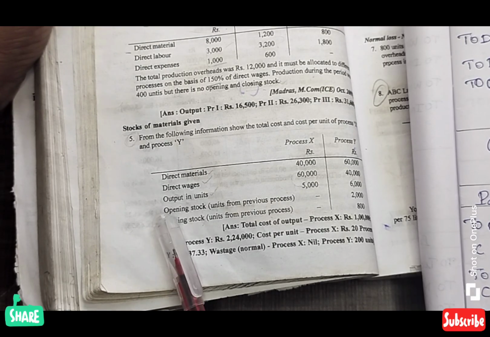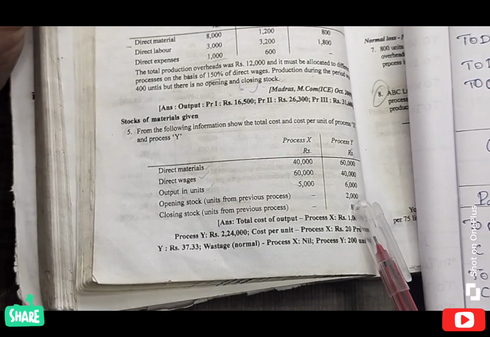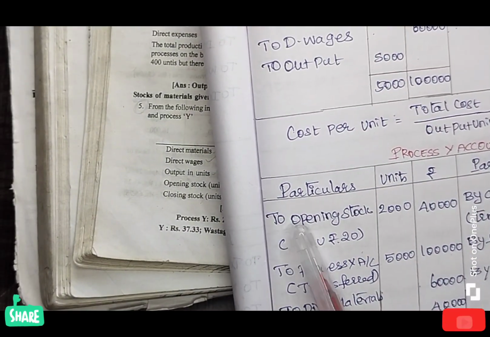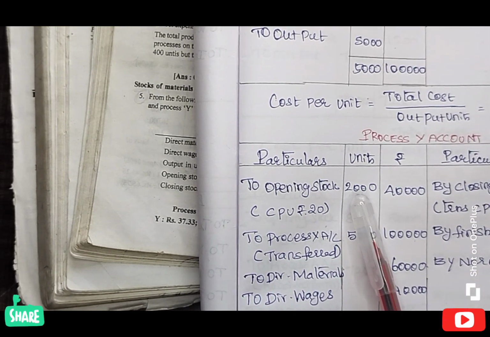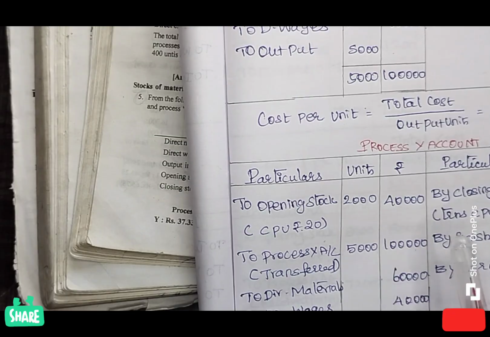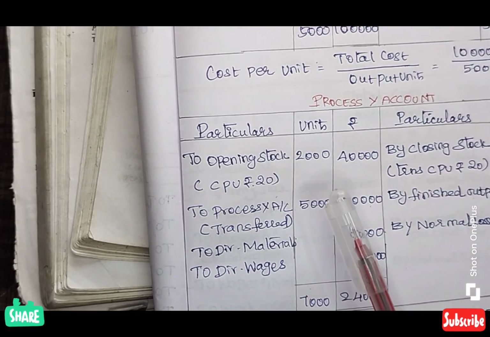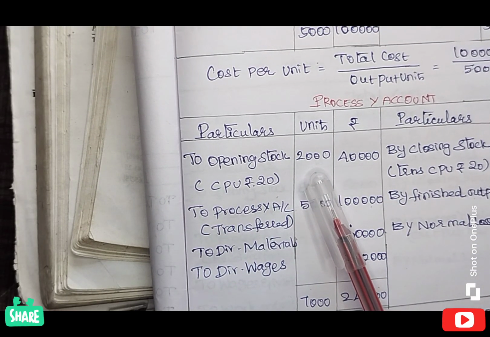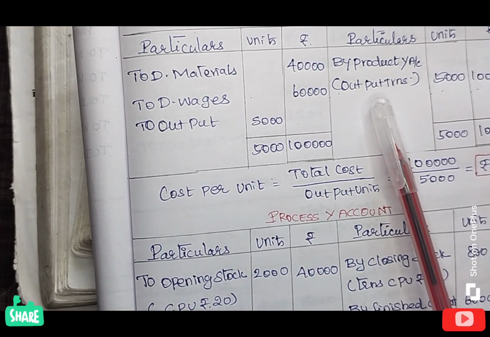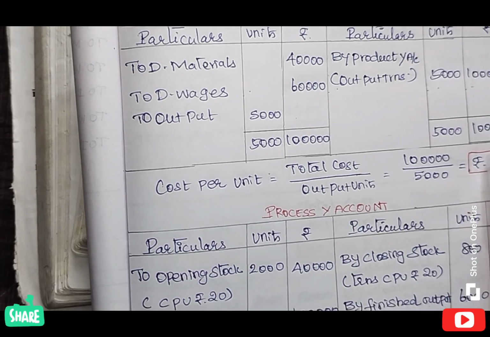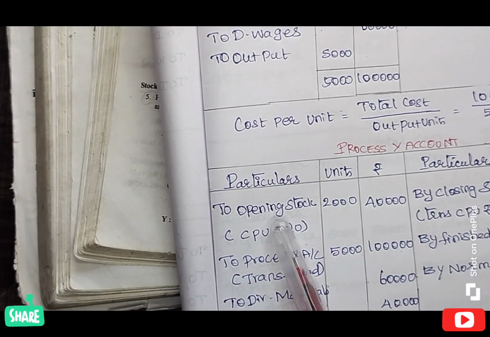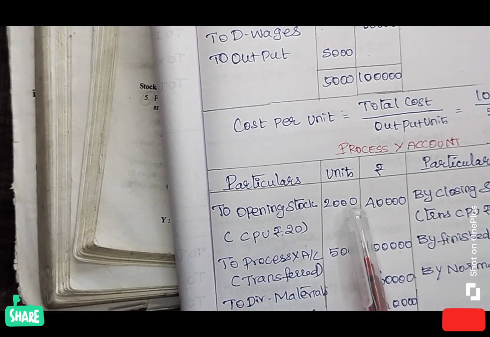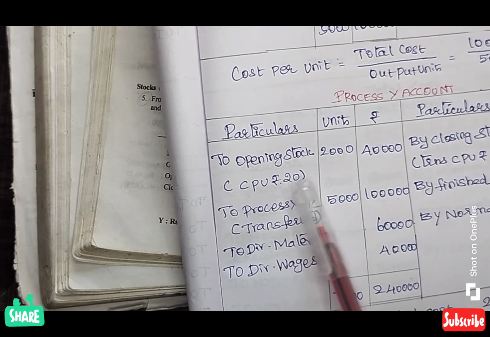So what is the opening stock? You need 2,000 units. First of all, in the process Y account, on the debit side, in the opening stock unit column, you are going to enter 2,000 units. Listen, we have the rules. What is the rule? Opening stock and closing stock, if given in the question, the value will be calculated with the previous cost per unit taken from the previous process. What is the cost per unit for the previous process? 20 rupees, right? So the 20 rupees cost per unit will be applied to the opening stock units. For that, 2,000 into 20 rupees, you will get 40,000 rupees.